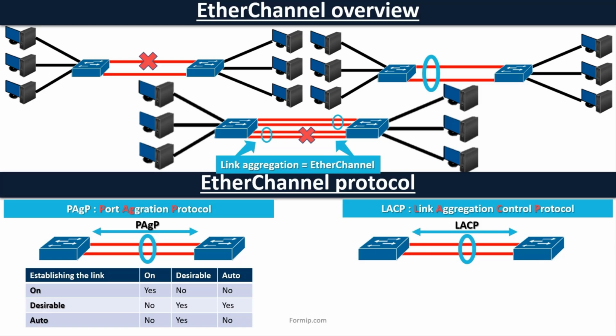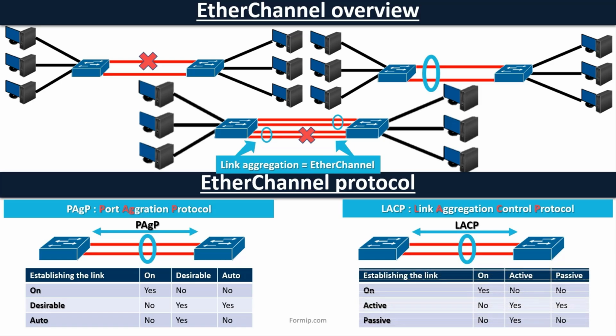And LACP protocol is a standard protocol that can communicate with different vendors. It also uses 3 statuses in its configuration. The on status is to declare an active aggregation. The active mode is identical to the desirable mode of PAgP, and the passive mode, which corresponds to the auto mode of PAgP. That is to say that there too, it will wait for the negotiation to become an aggregation.